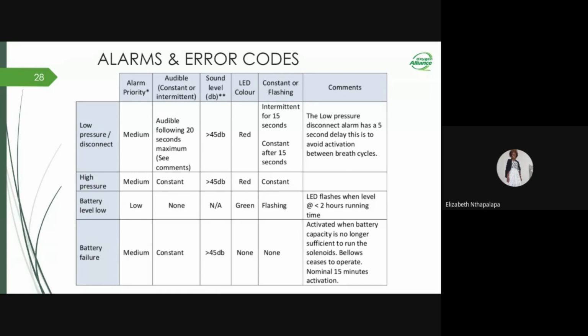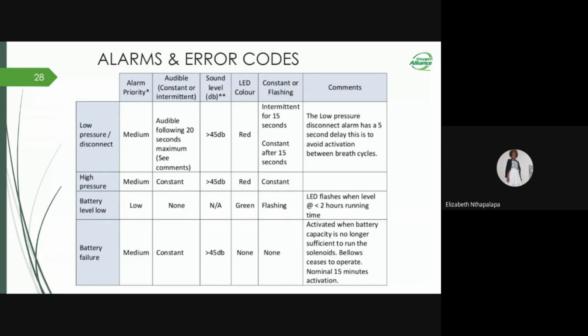which is of sound level greater than 45 decibels. Going ahead with the high pressure alarm mode, this one is represented by a constant red LED, followed by a constant audible alarm. And the low battery level mode alarm is represented by a green flashing LED that is not accompanied by any audible alarm. The LED flashes when the battery running hour level is less than 2 hours.